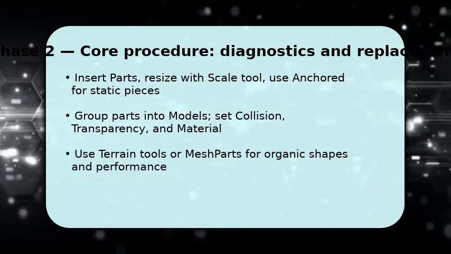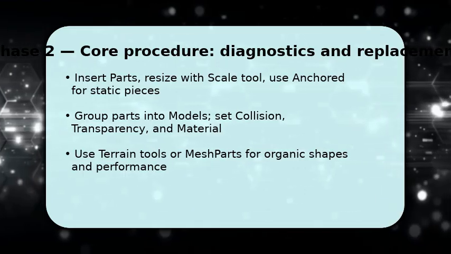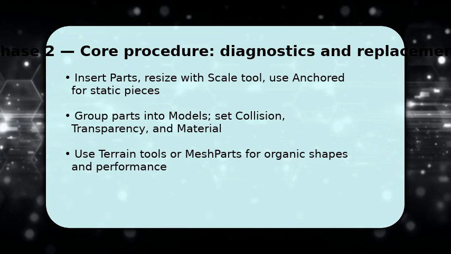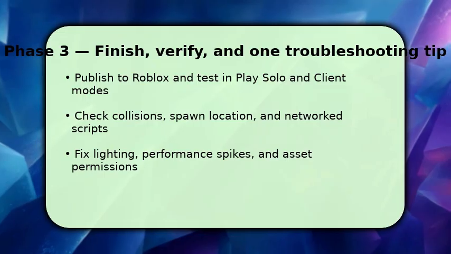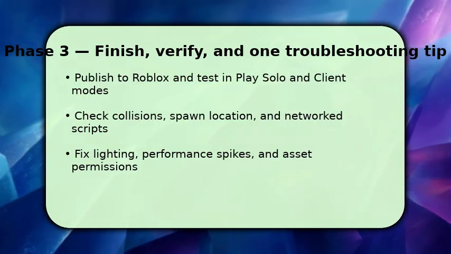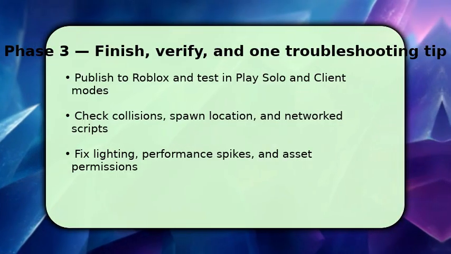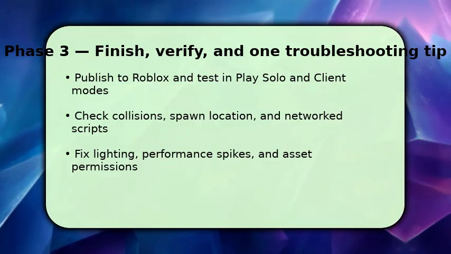For complex shapes, import mesh parts or sculpt terrain. This reduces part count. While working, frequently playtest to check player navigation and lighting transitions. Finish by publishing your place and testing it both in Play Solo and as separate client sessions so you see networking behaviors. Verify spawn location, collisions, and that interactive scripts replicate correctly between server and client.